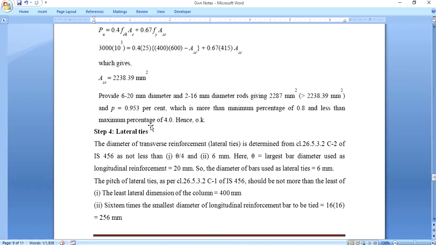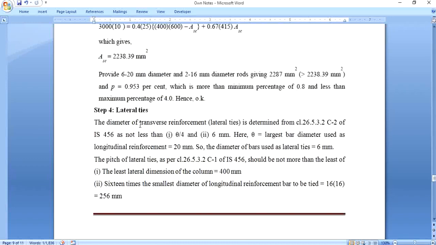Okay, so further you can see lateral ties, step number 4. Transverse reinforcement or lateral ties are determined from clause number 26.5.3.2 section 2 of IS 456. As per this, the diameter of transverse reinforcement should not be less than theta divided by 4, or else 6 mm. Here theta is the larger diameter of longitudinal bar used, which is 20 mm. So 20 divided by 4 is 5 mm, and the second case is 6 mm. So minimum 6 mm we have to use. So the diameter of bars used is 6 mm.